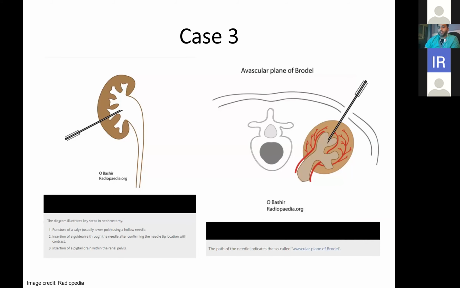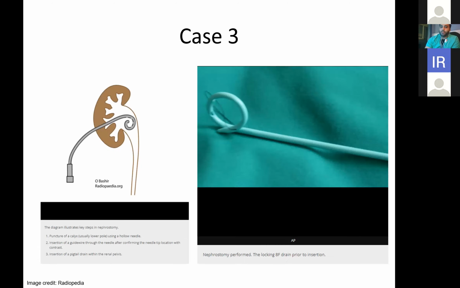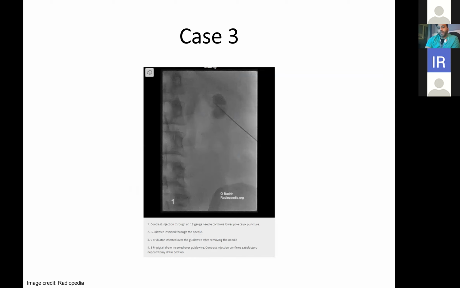What they did was something called a percutaneous nephrostomy. Essentially, this involves a needle into the middle or lower pole of the kidney to avoid vasculature, as you can see highlighted in the images. A guide wire goes through the needle, and then ultimately a pigtail drain is situated and centered within the renal pelvis. For this patient, I believe they took out at least 200 mLs of frank pus.